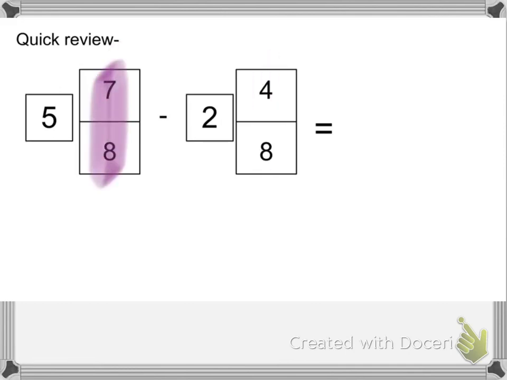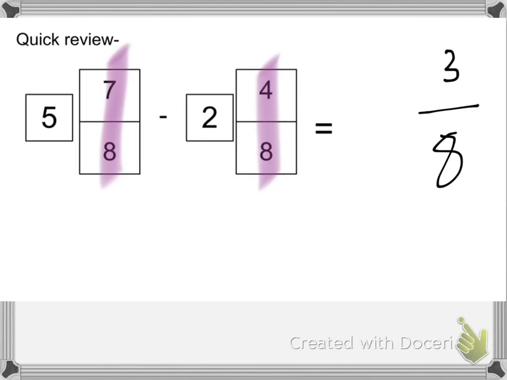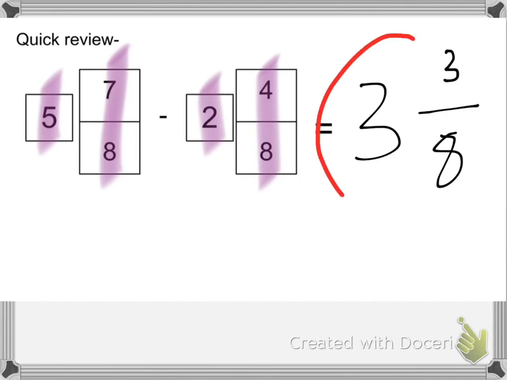If my first fraction is bigger than my second fraction, I can subtract straight up. In this case, my 7/8 is bigger than my 4/8 because my 7 is bigger than my 4. Okay, so I'm going to subtract 7/8 minus 4/8 to get 3/8. Then I'm going to go back and subtract my whole number. So 5 minus 2, that equals 3. So my answer is 3 3/8.